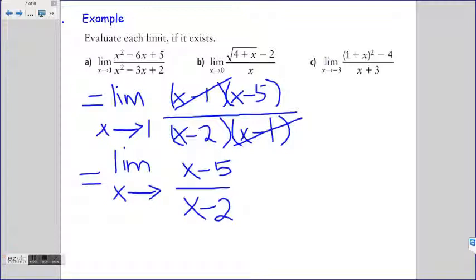All right, so now I can evaluate the limit. It's 1 minus 5 all over 1 minus 2. And I'm just going to write it right here, which is not proper form, but I'm running out of room. Hopefully you won't do this.